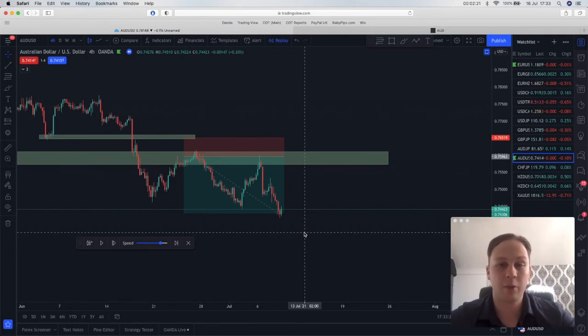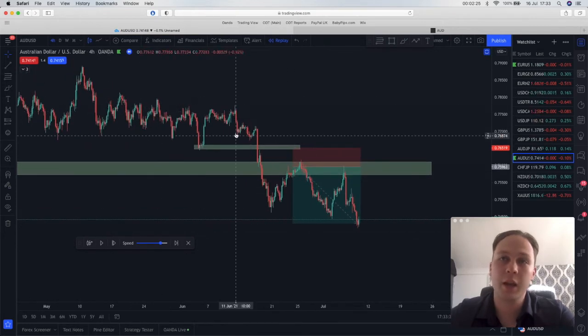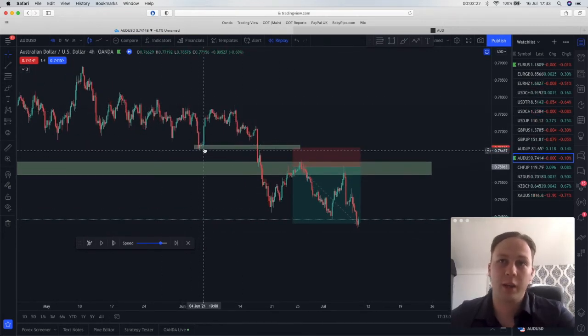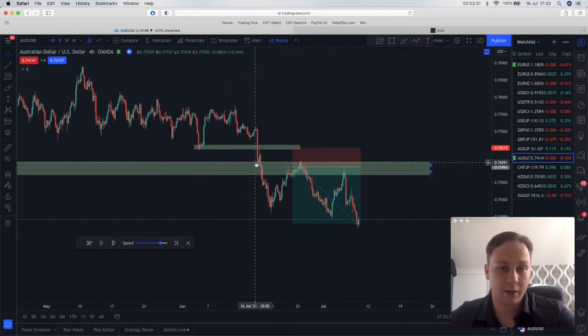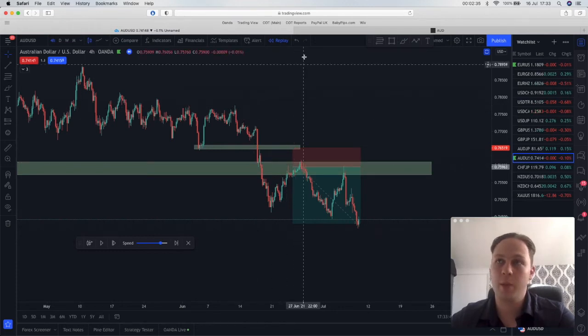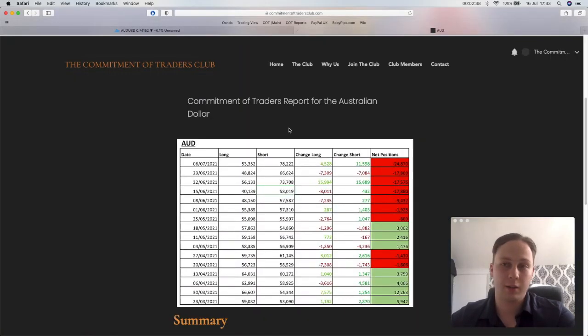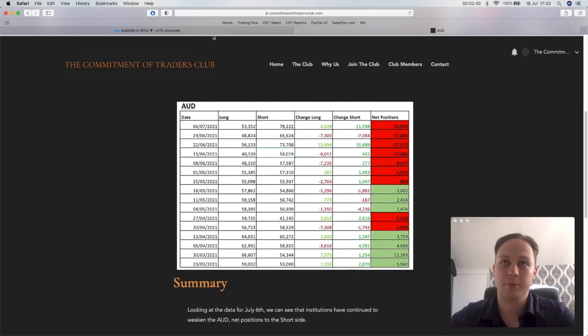And for summary, let's just go over how we achieved that. So looking back, we found a nice interesting level here. The market reacted very violently to it. We waited for price to break down. We knew the market was trading to the downside based on what the banks and institutions were doing, because we analysed the data on the Commitment of Traders Club.